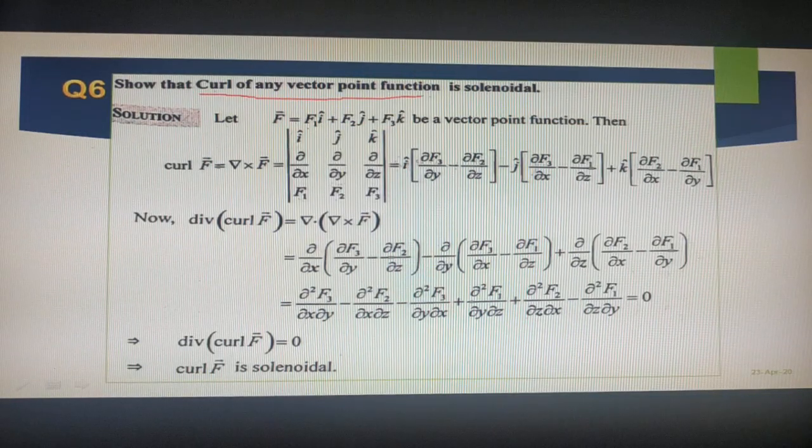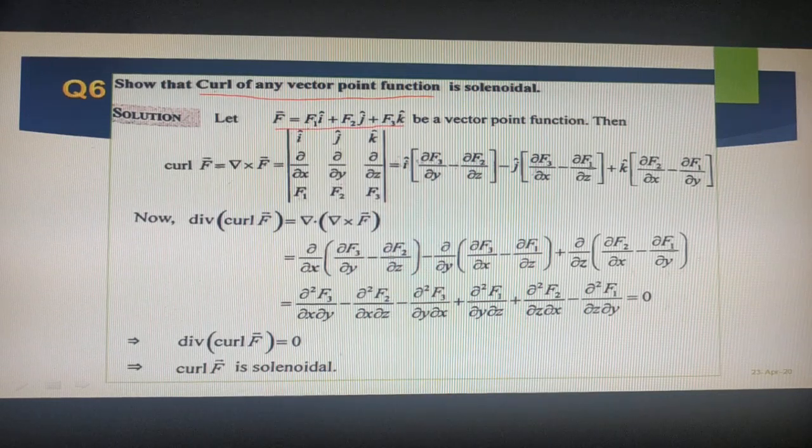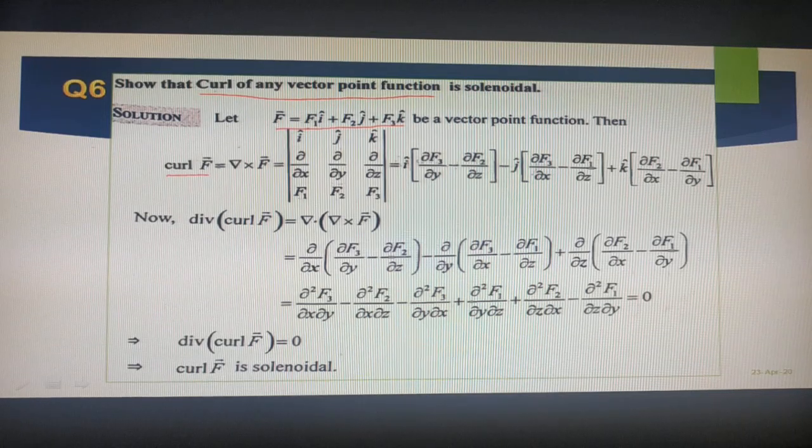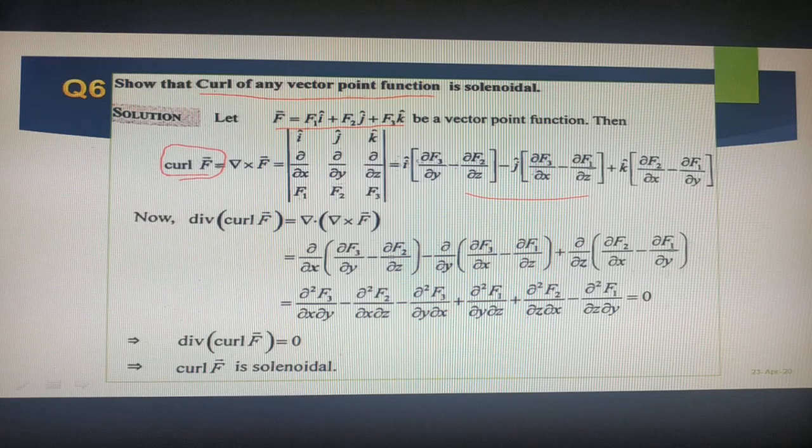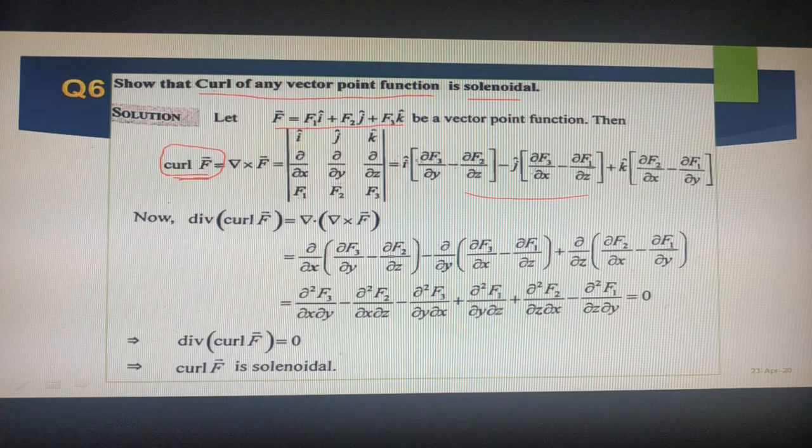Curl of any vector point function. So first we have a vector point function and we are finding curl f. Curl of any vector point means curl f bar, del cross f bar, we are finding. Then this will become the curl of any vector point function. This we have to show is solenoidal. How can we show it is solenoidal? We have to take the divergence of f bar equal to 0.